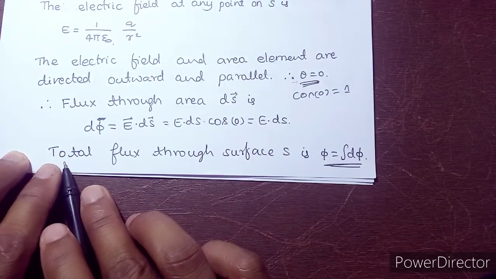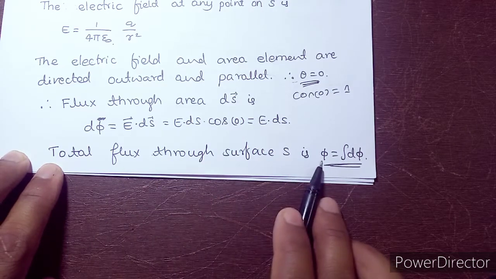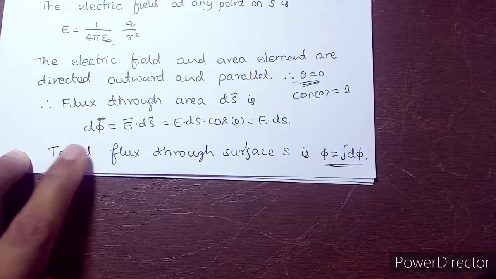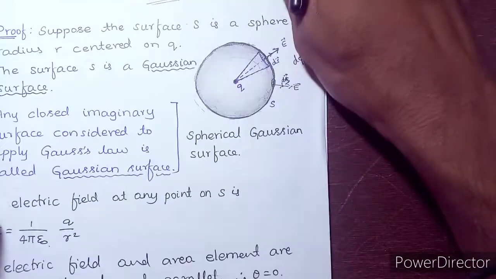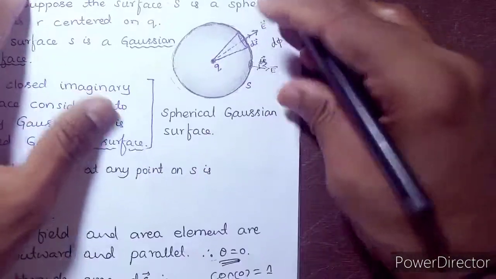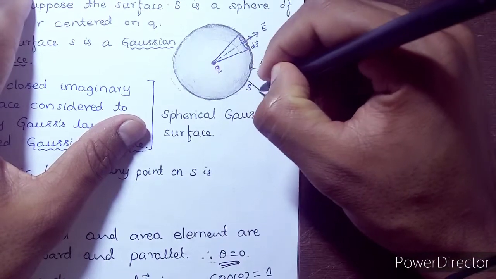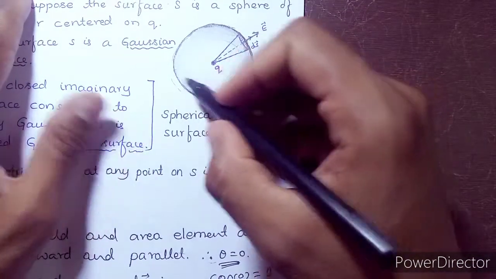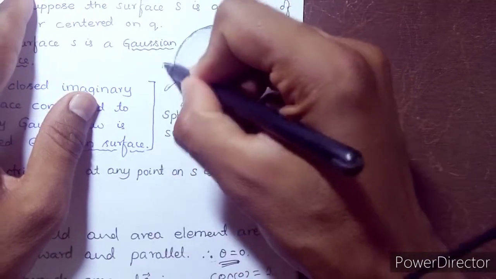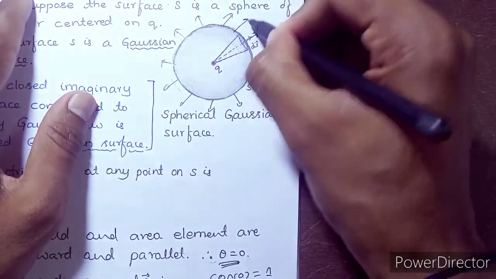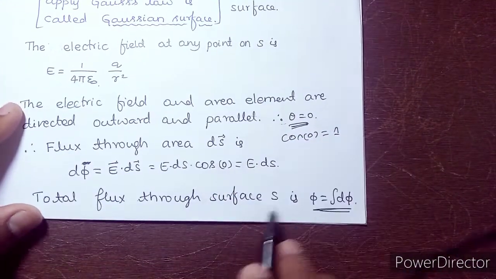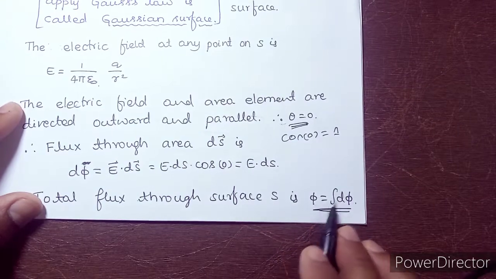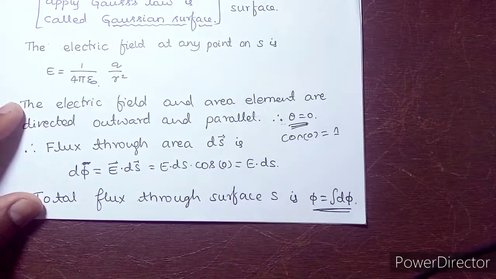So the total flux through the surface is given by phi equal to the integral of dphi, because this is the flux through this small area ds. To find the flux through the whole surface, since the electric field moves radially outwards in all directions, here also, here also, the total flux is calculated by integrating dphi. So total flux phi is equal to the integral of dphi. What do you get if you integrate this? That is what we are going to find now.